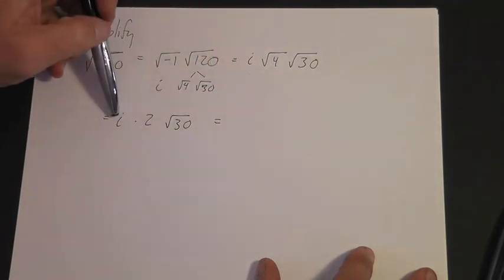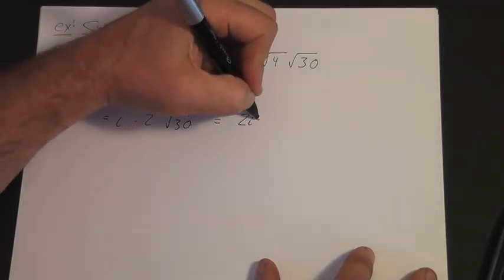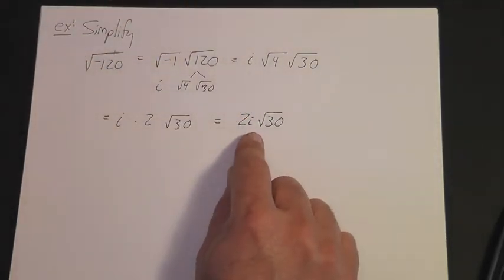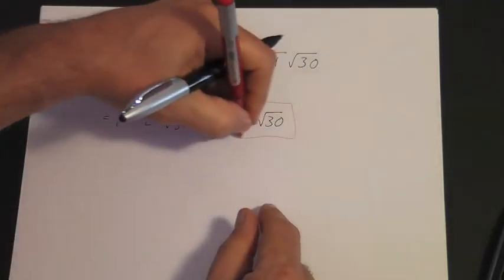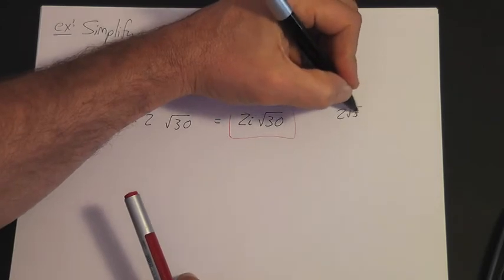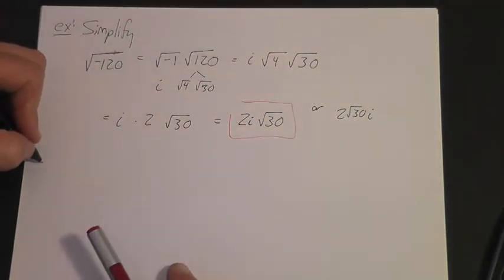And now we just have to think about how to write this. The most traditional way of writing this is 2i square root of 30. So we write it so that the square root comes last. And that's your final answer. Now occasionally you'll see it written 2 square root of 30 i so that the i comes last, and that's a fine alternative way of doing it.